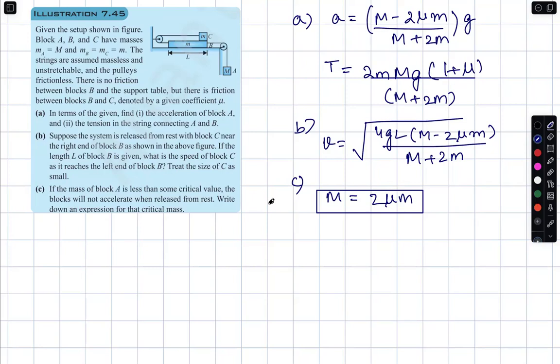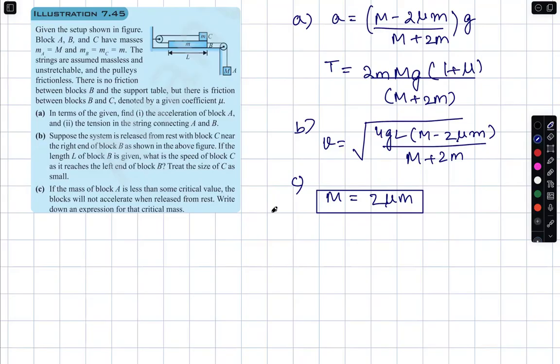Thank God. But the friction, is that correct? This is a difficult question. And thank God there is no friction between the block B and the floor. Vishwa, correct, right?